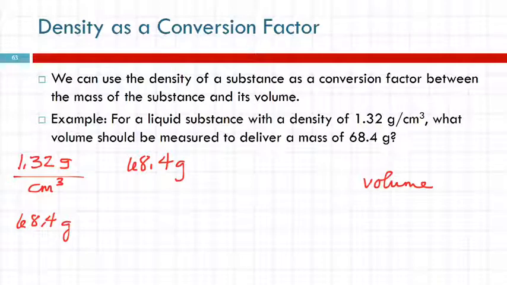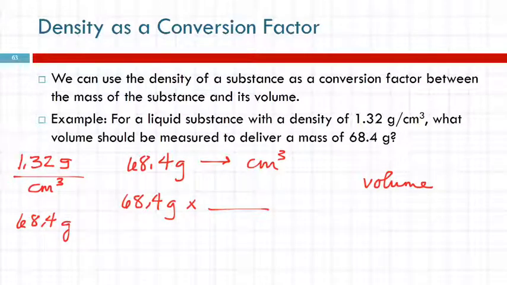Well, what unit of volume would be convenient here? Centimeters cubed, because here's the density. This gives me the direct relationship between grams and cubic centimeters. So I could go from grams to cubic centimeters just in one step. Density is a conversion factor. 68.4 grams. I have one arrow. I have one conversion factor, one fraction. Grams to cubic centimeters. And then I'm going to write gram in the denominator, so those cancel.